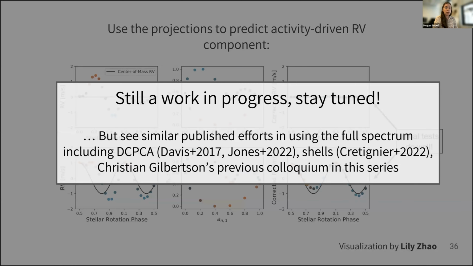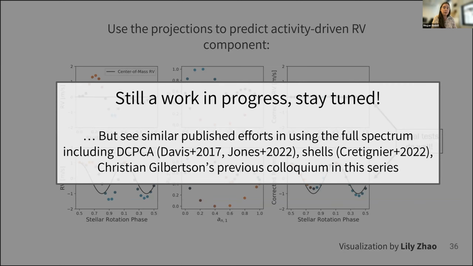So again, this is all work in progress, but it has a lot of similarities to some published efforts already, including the DC-PCA approach, which is probably the closest to this, although they take the extra step of requiring that the basis vectors are all orthogonal to the Doppler shift vector.